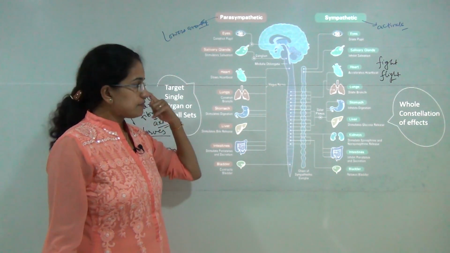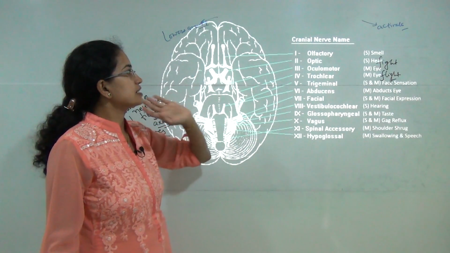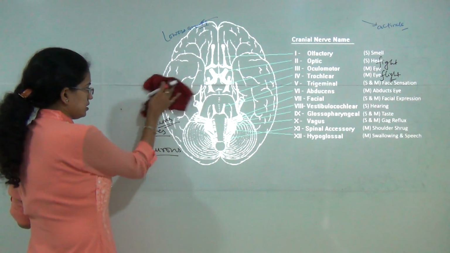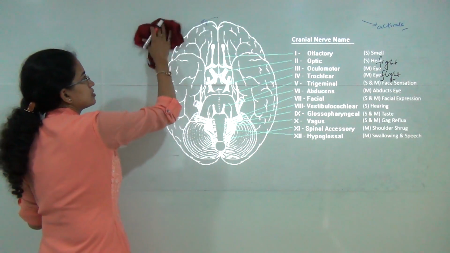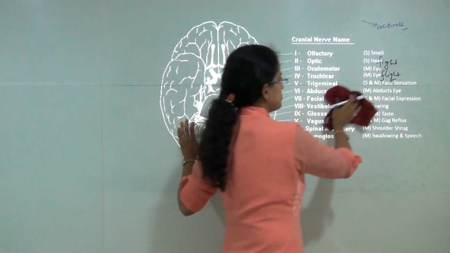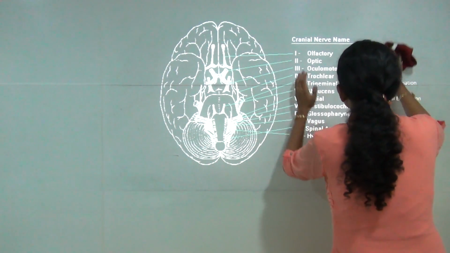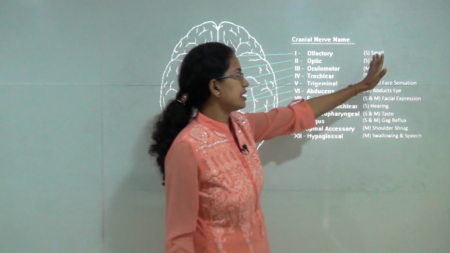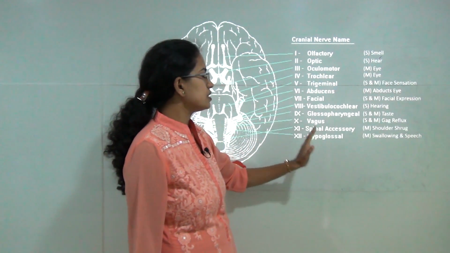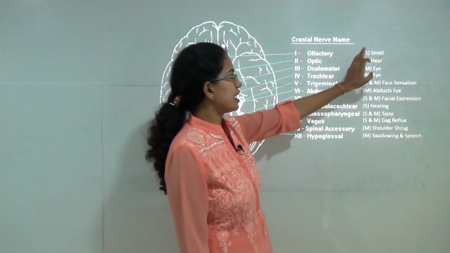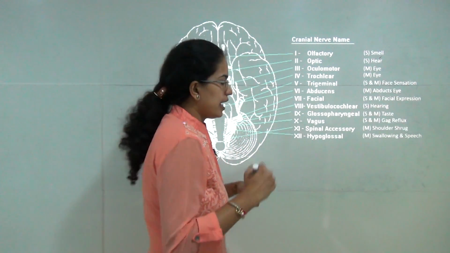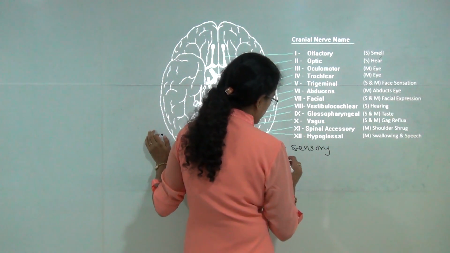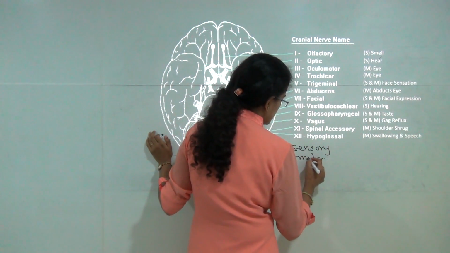Now, when we talk about the brain, you have certain cranial nerves that move from the brain and they affect various organs. There are 12 major cranial nerves that we talk about and that you must remember. Now, I have highlighted the areas that are affected by each of these nerves, and in the bracket we have written either S or M. S stands for sensory and M stands for motor. We will later on see what sensory and motor mean.